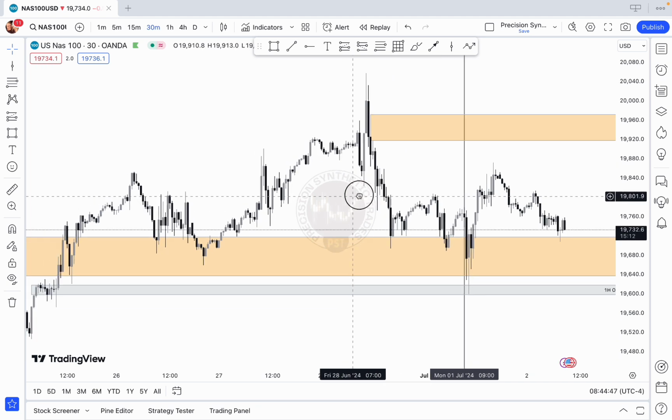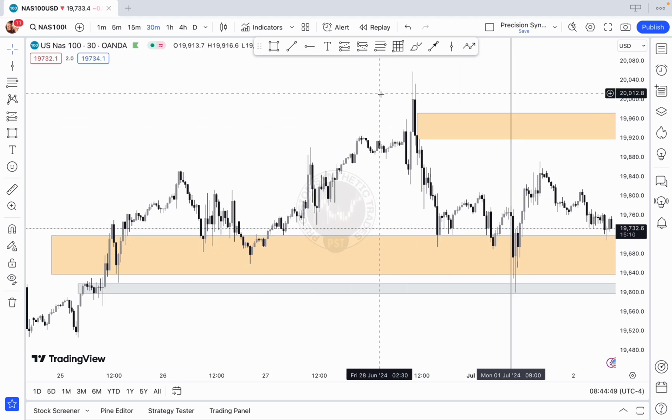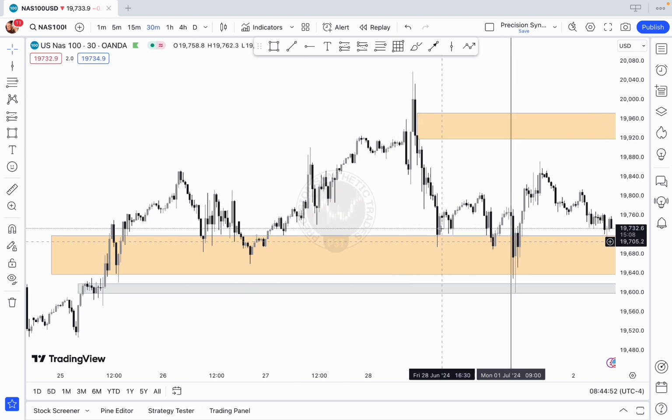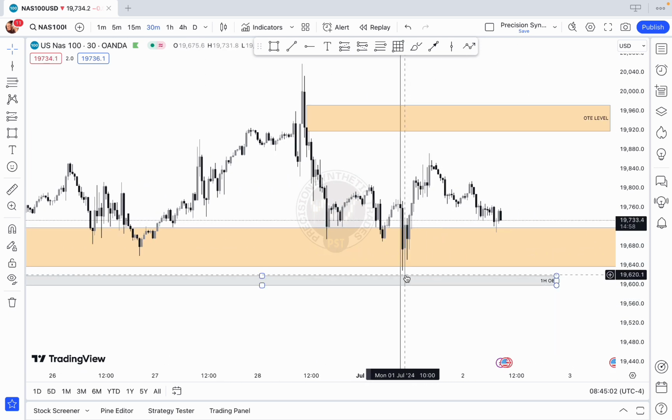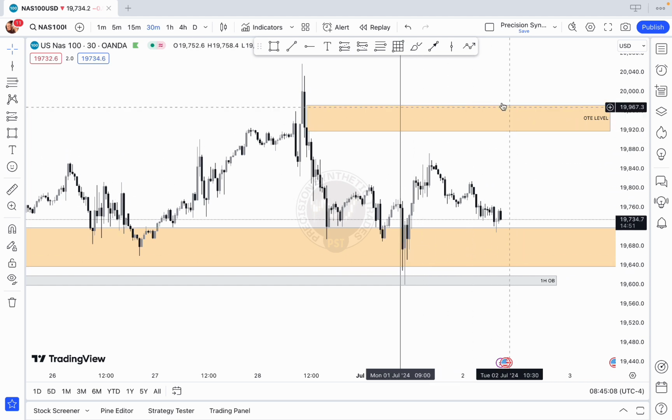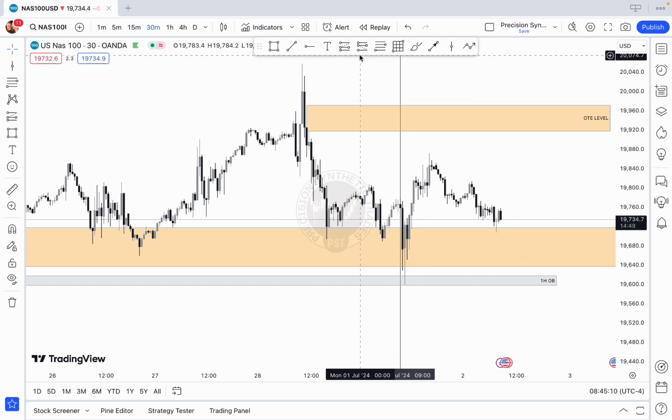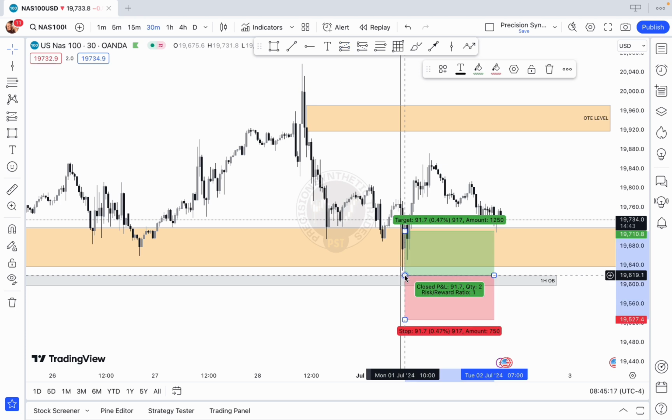Okay, so this OTE level already has been touched down here, retested down here, and then market opens. Market smashed through the OTE level into our order block, and this is where I bought. Now, where did I put my target? To this OTE level. So I literally entered my trade, as you can see here, right at the beginning of the order block.